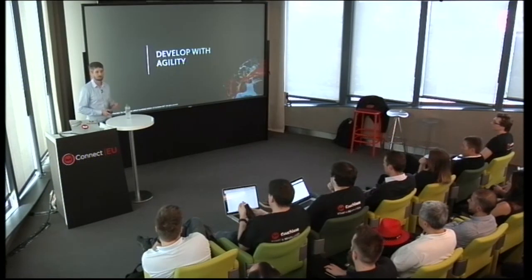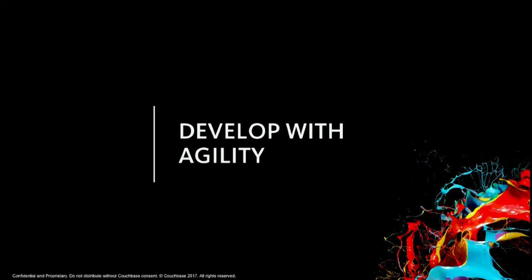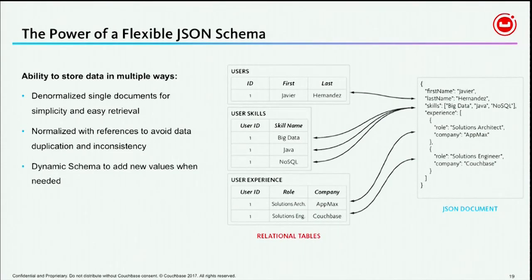First off, development. Developing with agility means being able to bring your application features out to market faster, incrementally, so that you don't have to build a monolithic application and then deliver it all at once. You deliver it in pieces, and you can build and expand upon those as you gain more and more feedback. And all of that requires a very flexible schema or data model underneath. Couchbase and many others have chosen JSON to be that data model.